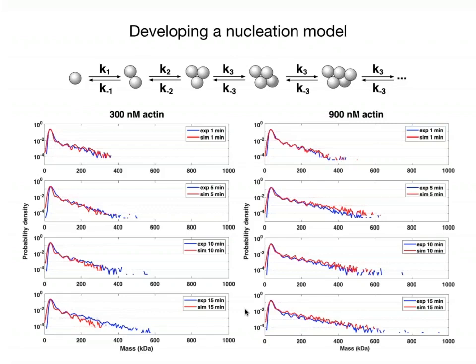Now, the goal of this would be to have one set of rate constants which explain the data of all our actin concentrations at all the different time points. As you can see, we are not quite there yet. There are deviations still, but we are approaching this goal to a certain extent.